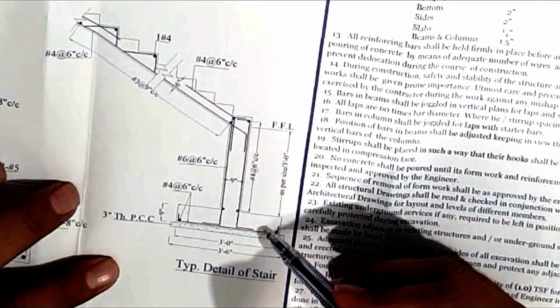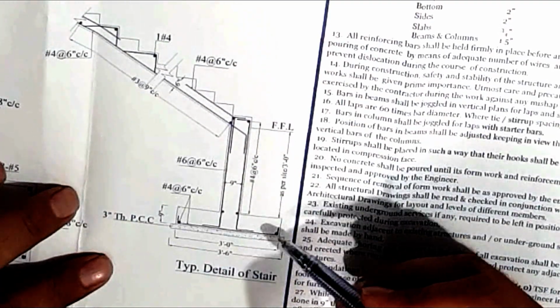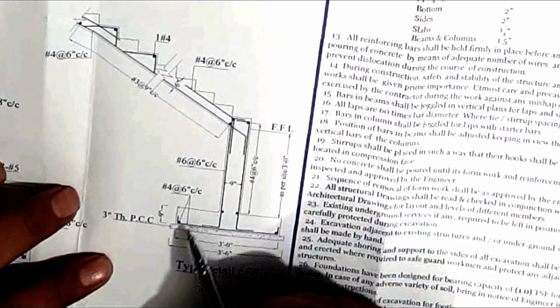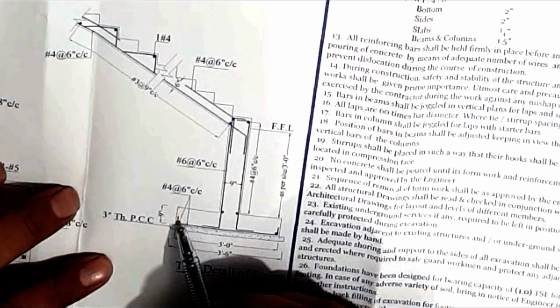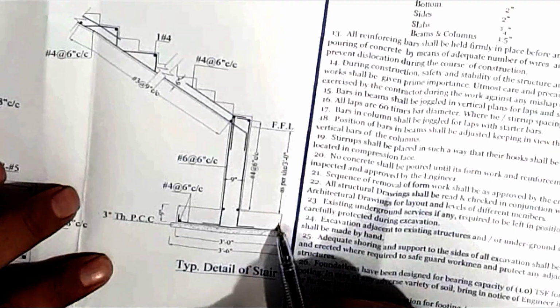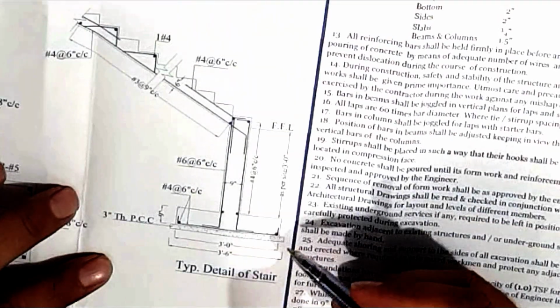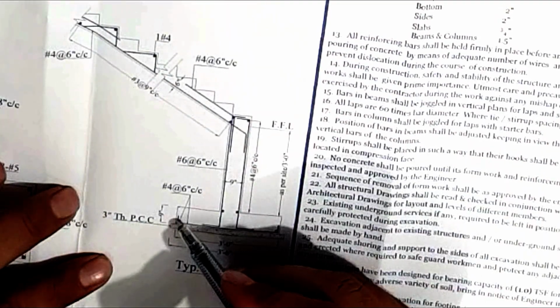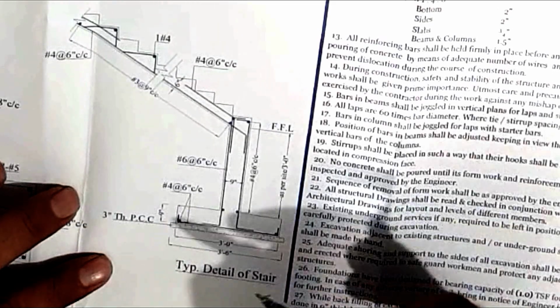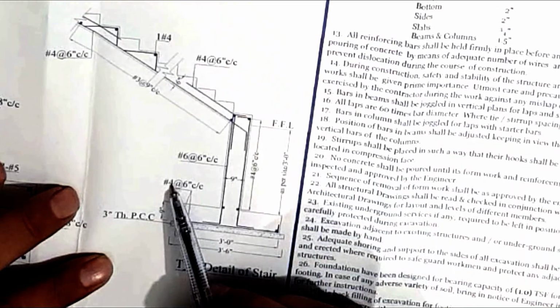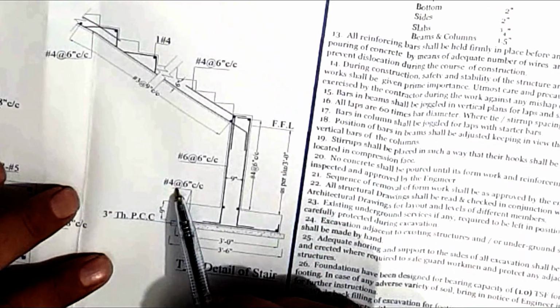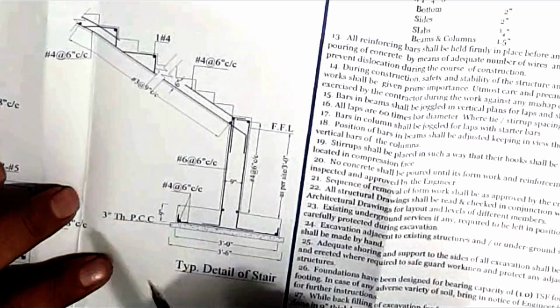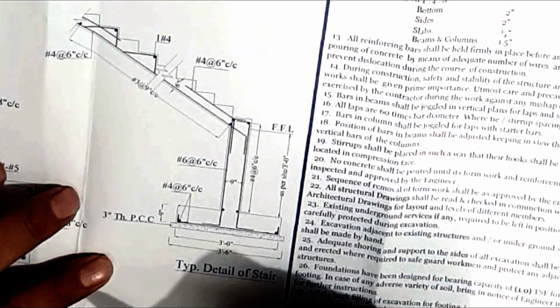Now here in this foundation, two types of steel are used. One is this, you can see this dotted line, and another one is this shape. Okay, so this dotted line and this are at the same spacing. Like you can see, this is number 4 at the rate of 6 inches. So what does it mean? I will show it to you on a drawing.